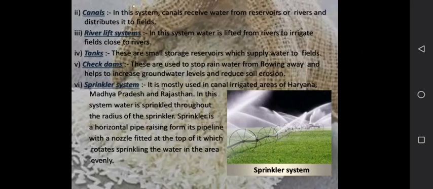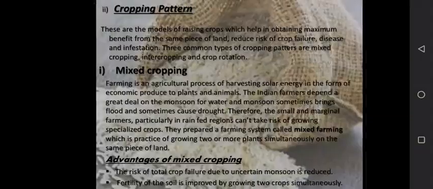Next is check dams. They are used to stop rainwater from flowing away and help to increase groundwater levels and reduce soil erosion. Next is the sprinkler system. It is mostly used in canal irrigated areas of Haryana, Madhya Pradesh and Rajasthan. In this system, water is sprinkled throughout the radius of the sprinkler. A sprinkler is a horizontal pipe rising from its pipeline with a nozzle fitted at the top of it, which rotates, sprinkling the water in the area evenly.